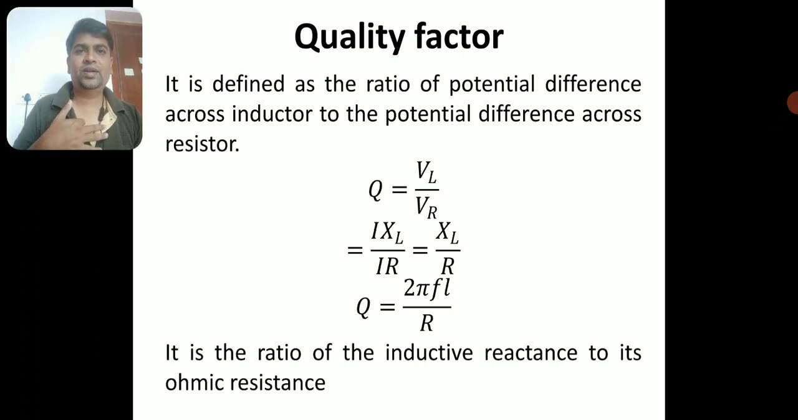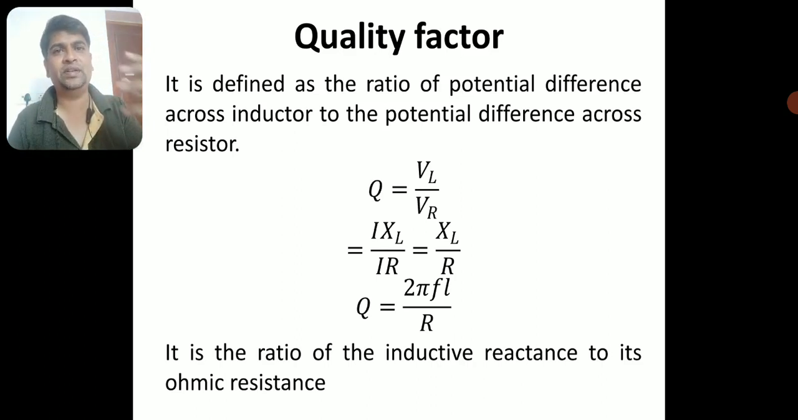Now we are at the last topic, which is the quality factor. I have told you that the quality factor is what decides the sharpness of resonance. The quality factor is defined as the ratio of the potential difference across the inductor to the potential difference across the resistor. What will be the unit of this? It is VL divided by VR. Both are potentials, so you don't have any unit for quality factor.